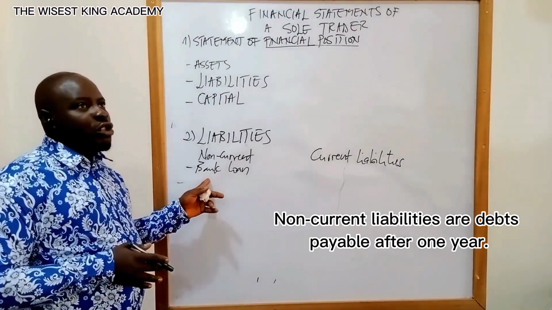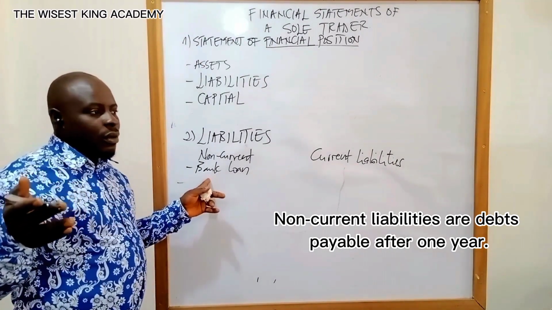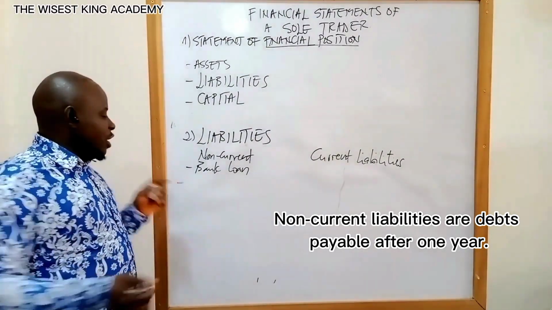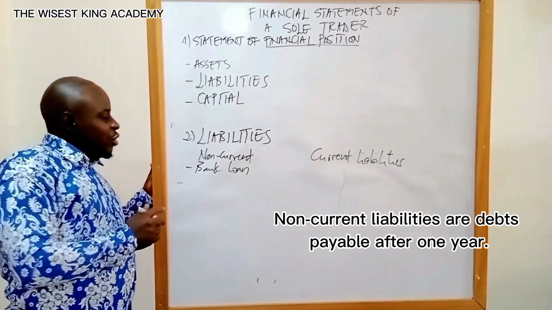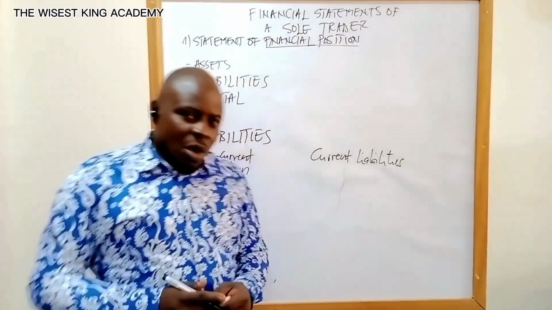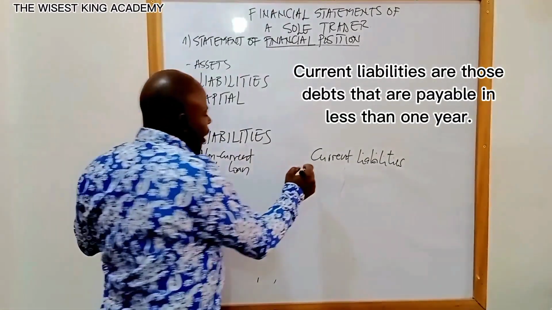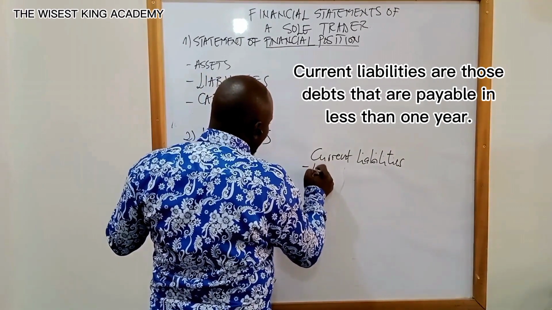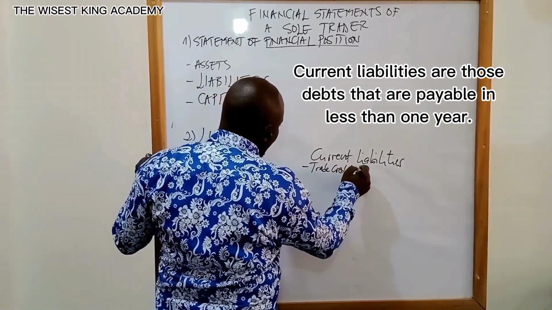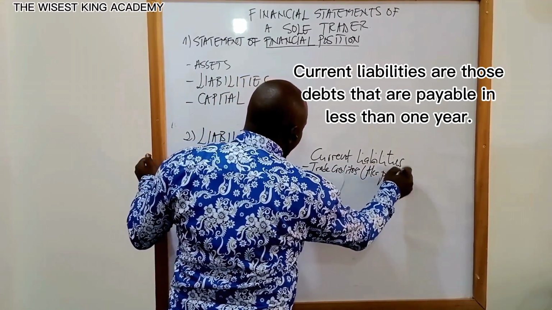Now, this is in the case of a sole trader. If we go to the case of a company, there's also debenture loan. Debenture loan will fall under non-current liabilities. So let's go to current liabilities. Current liabilities comprise those debts that are payable within 1 year. Example, we have trade creditors, also called accounts payables.